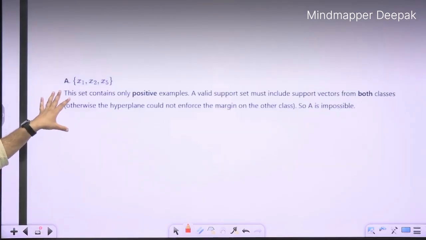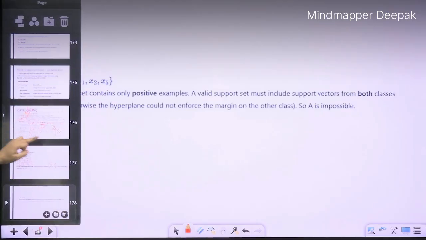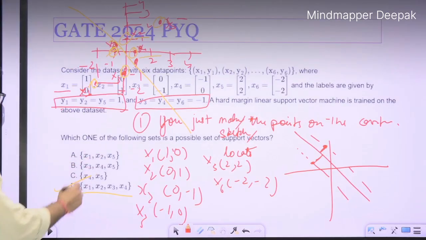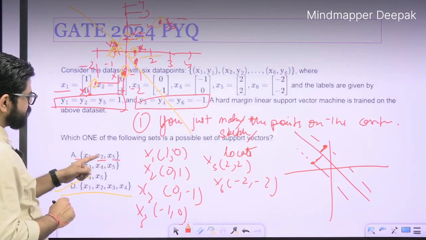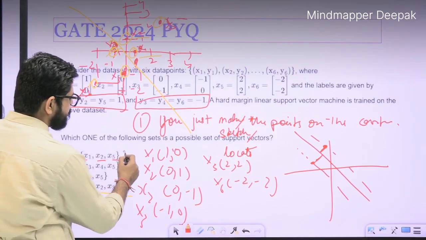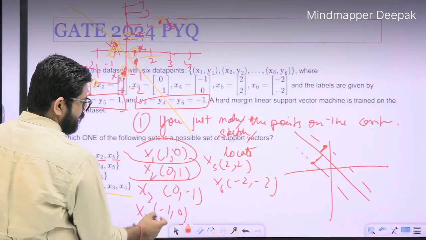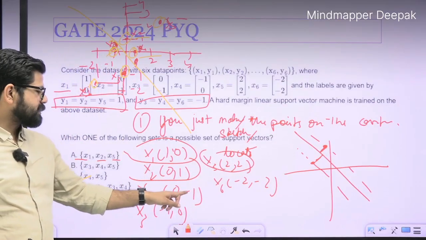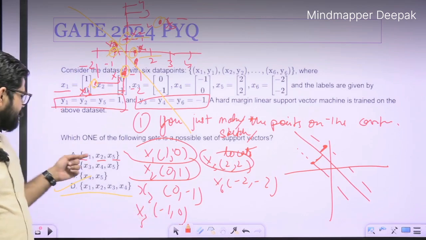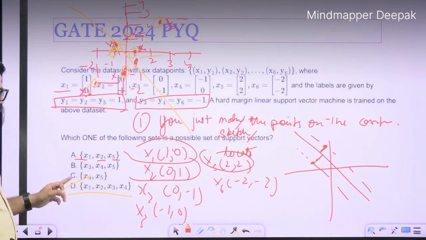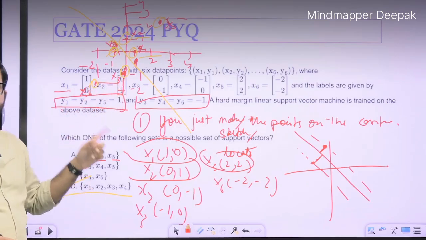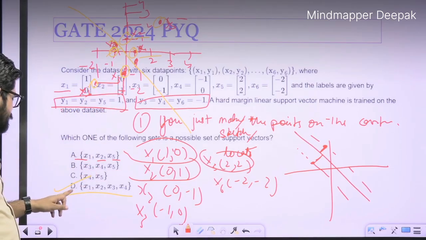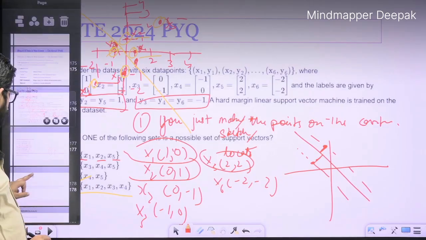Simply, with all the positive signs, A will be rejected. Why? Because, by elimination, it contains all positive points, that is x1, x2, x5. x1 is this one, x2 is this one, and x5 is 2 comma 2. No negative points are there. Here you can see 0 comma minus 1, 1 comma 0. So A is directly neglected, B neglected, C neglected. Only in option D can both negative and positive cases occur. So you can directly proceed with option D.